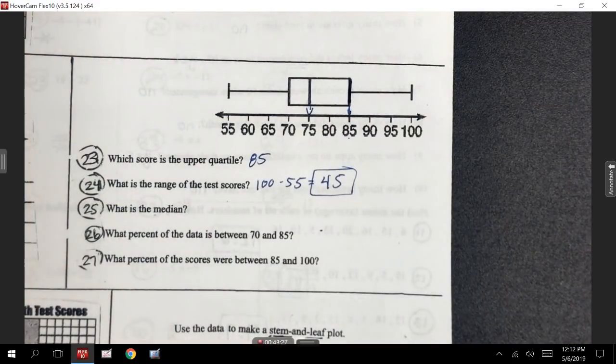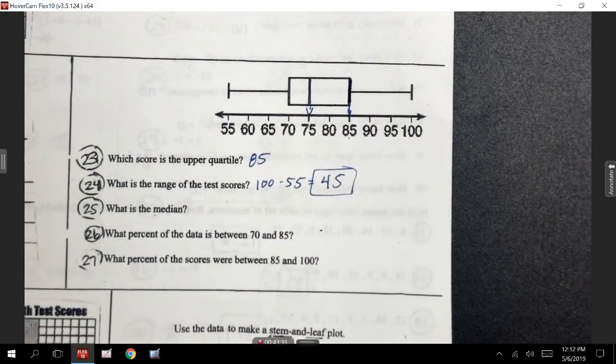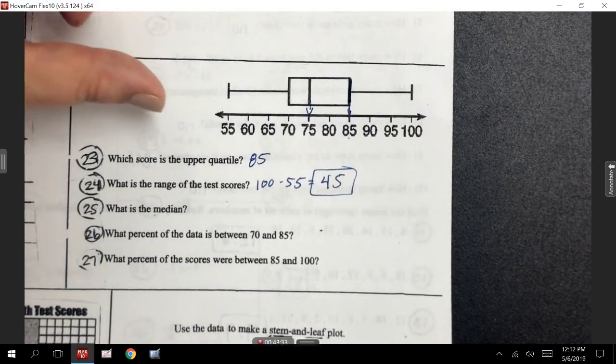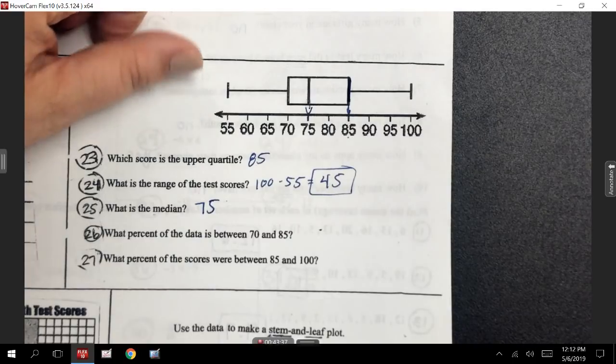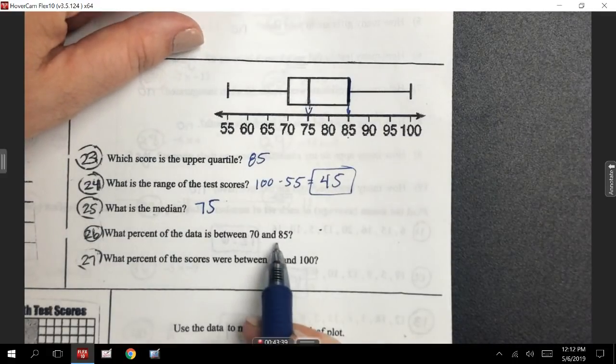The median is that line in the middle of the box. And remember, when I'm saying the middle of the box, it might not be exactly in the center, but it's just a line going through the middle somewhere. My median was 75.